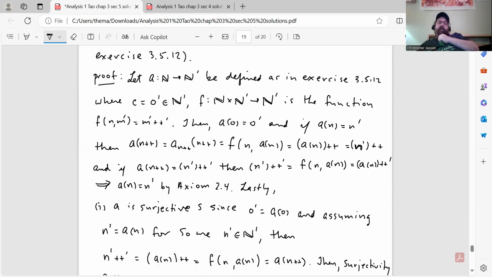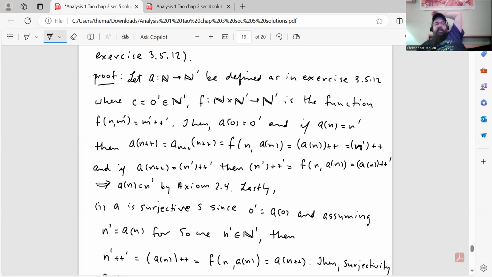Let A be the function from N to N prime, defined as in exercise 3.5.12. That's the one we did above the previous one, where C is, I'm going to let C equal the 0 in N prime. So 0 prime is equal to C. Right, so f from N times N prime to N prime is the function f(n, m prime) equals m prime plus plus prime. Then A of 0 equals 0 prime, and if A of n equals n prime, then A of the successor of n equals A sub the successor of n.